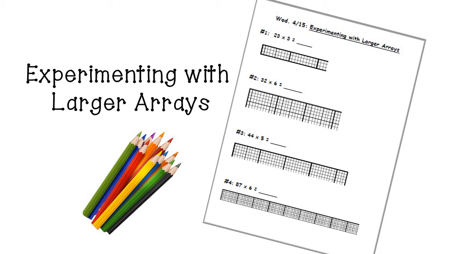Yesterday we learned that you can use arrays, rows and columns to find the products or answers to multiplication problems. Today we're going to be experimenting with finding larger arrays. For today's lesson, you'll need a printed copy of the Experimenting with Larger Arrays worksheet, and then you're going to need some type of coloring supplies, preferably colored pencils or crayons where they're light in color, so you'll be able to see the squares behind them.